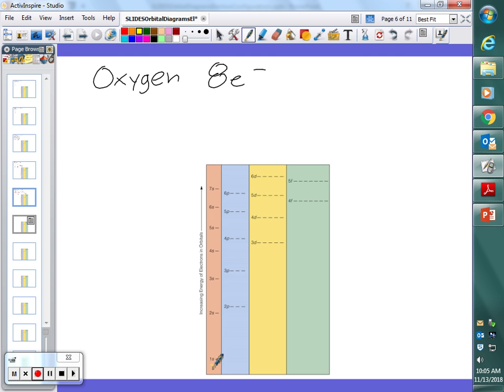We always start off in which orbital? 1s. How many electrons can that orbital hold? 2. 1, 2. All right, next orbital we come across on our chart, 2s. How many electrons can this orbital hold? 2. All right, next group of orbitals that we come across, 2p. As we've discussed, there are 3 orbitals.